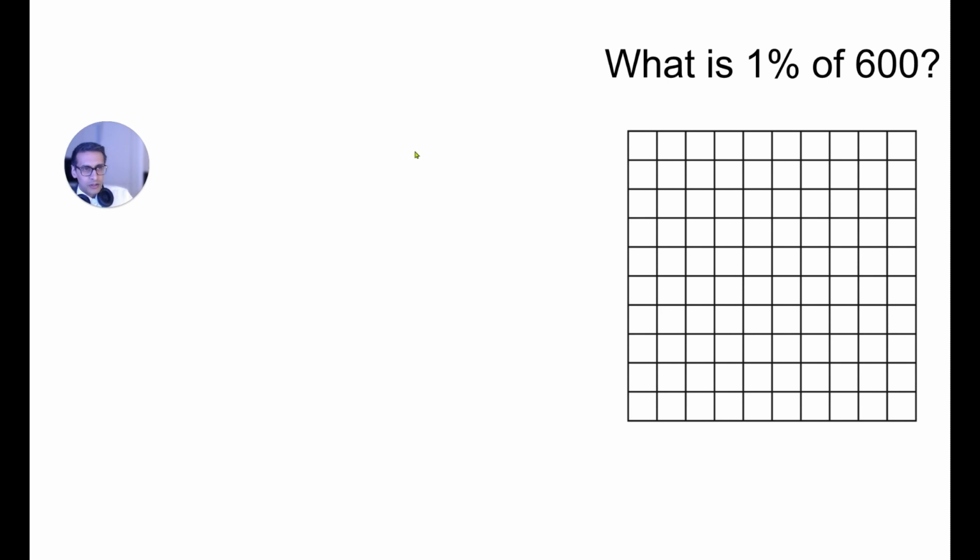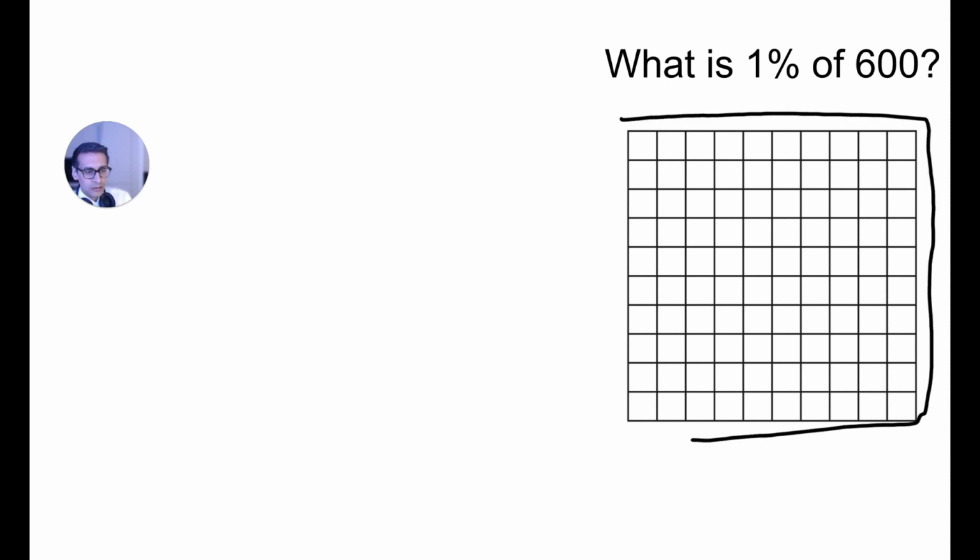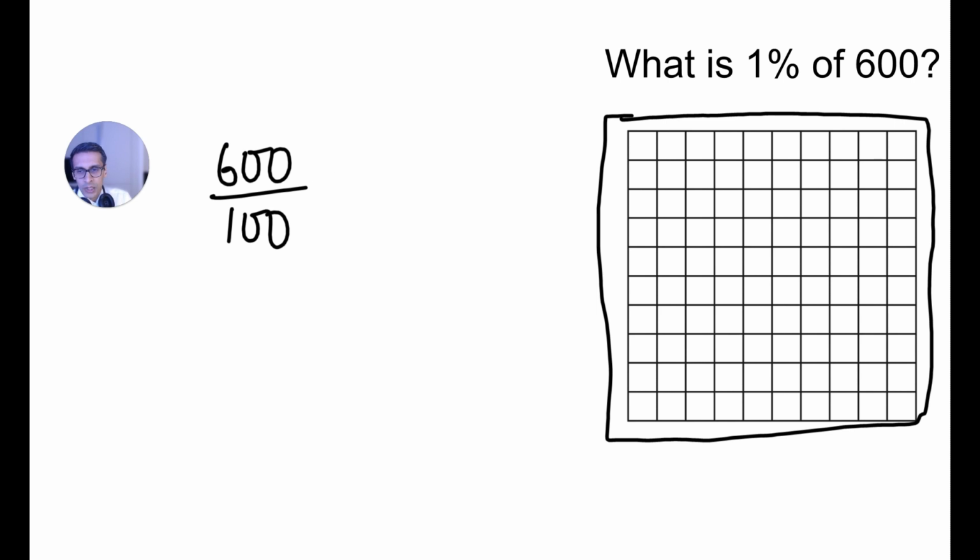Right, so have a go with this question, 1% of 600. How do you work this out? Pause the video. Okay, so hopefully you've had a go with this. So first of all, if this represents 600, then we're going to do 600 divided into 100 equal parts, so each part is worth 6.